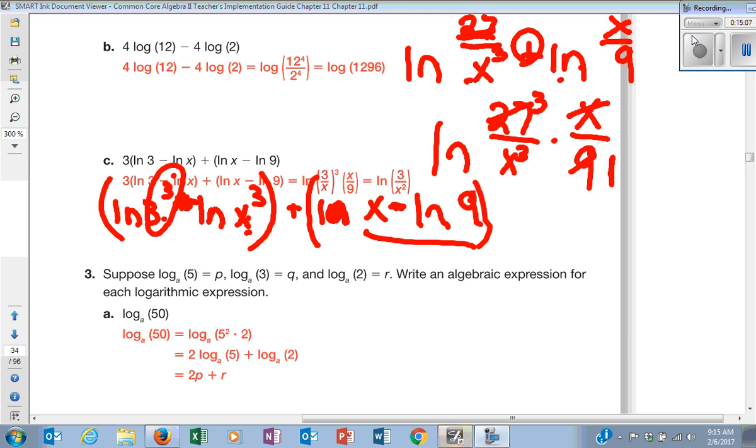There's an x up here, so that would simplify to a 1. I take one of these x's away, I still get x squared down here, so then that's where they finally get ln 3 over x squared, and that's how I would do that problem.